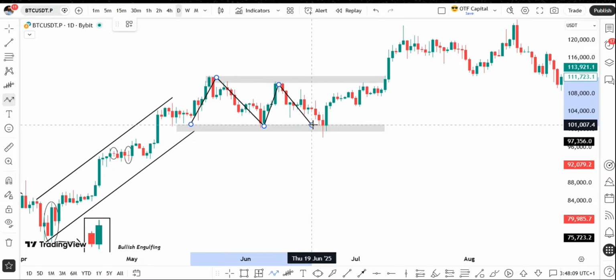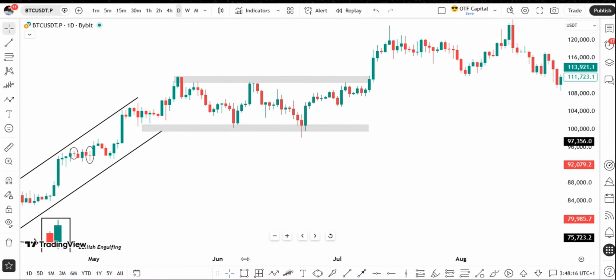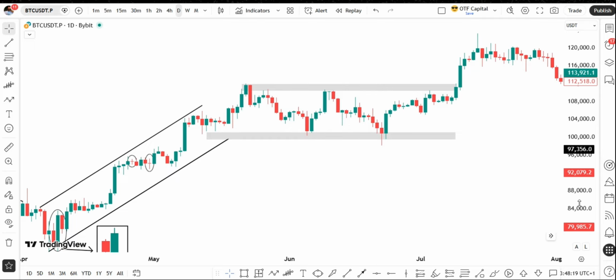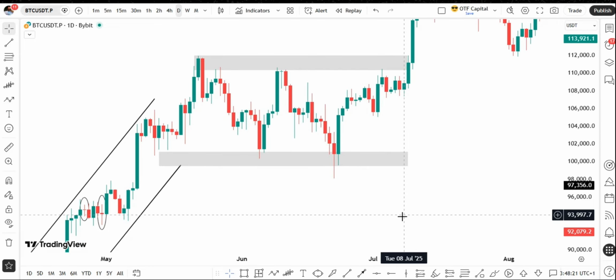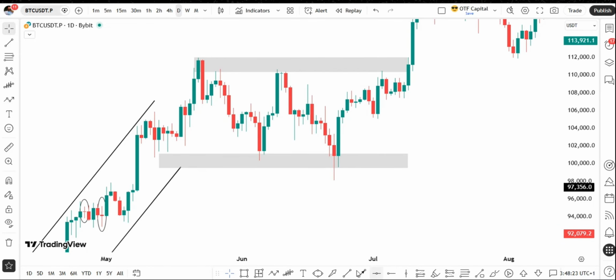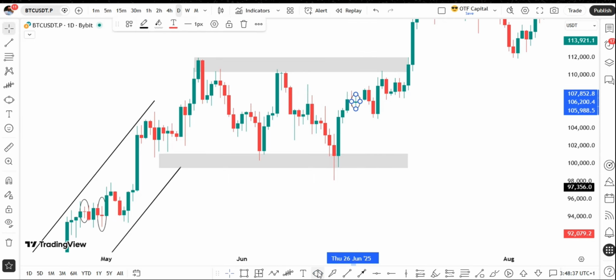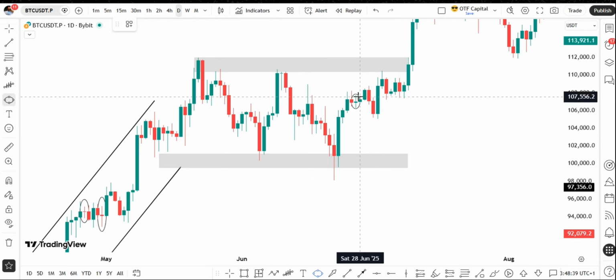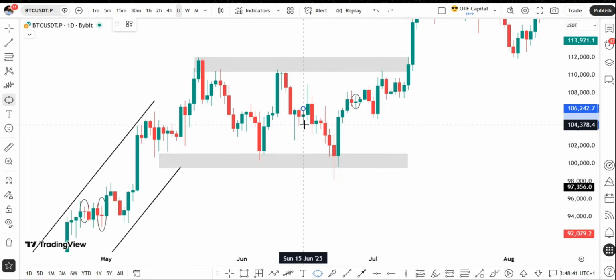When you see price in this range, generally we see indecision candles. We always see indecision candles in this kind of price action. I've already mentioned that you can see indecision candles in an uptrend or a downtrend. You can also see them in a ranging market, a sideways market. So these are indecision candles.